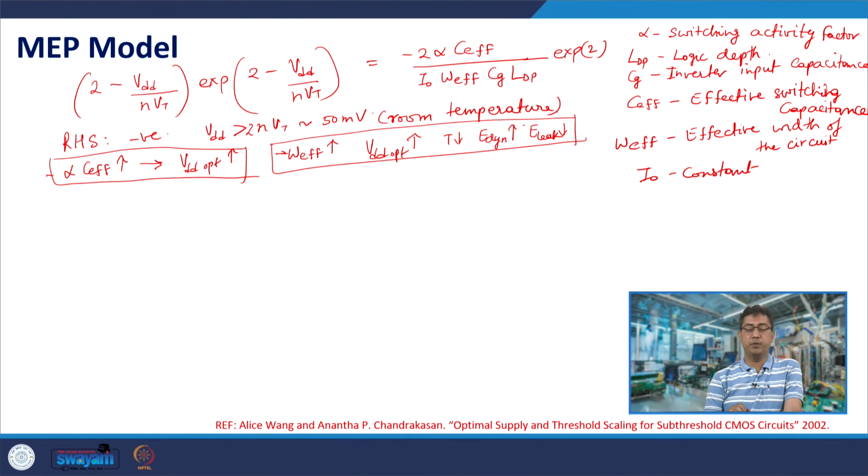So, what happens with increase in LDP, that is logic depth? In the same circuit within a time period, now you are having a larger number of stages. Switching will happen only at one of the stages.